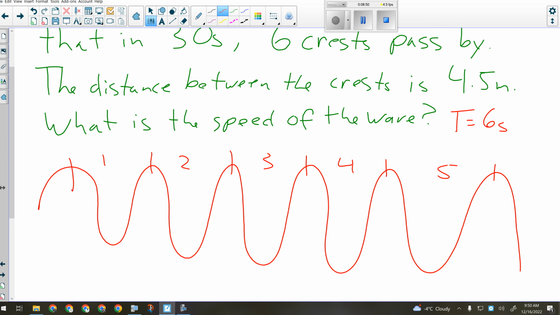The distance between the crests is 4.5 meters, so they told me the wavelength. What's the speed of the wave? Well, v equals lambda over T, because that's what I have. 4.5 over 6 gives me a very different number than 4.5 over 5, which is what we would have got if we said there were 6 wavelengths instead of 5. Everybody follow me on that one? It's kind of a dirty trick. We have to remember that the number of crests is not the same as the number of full wavelengths.